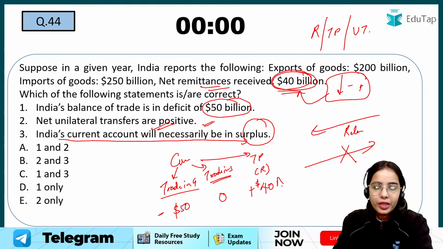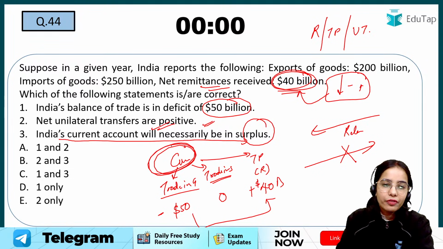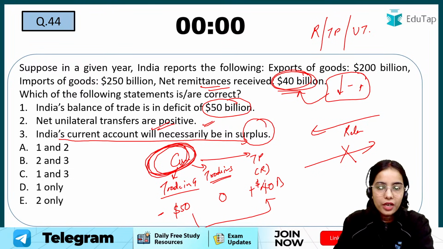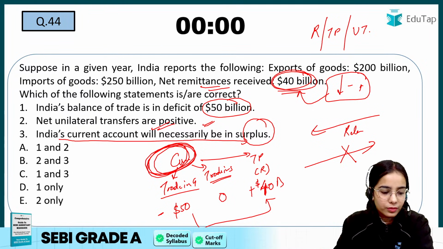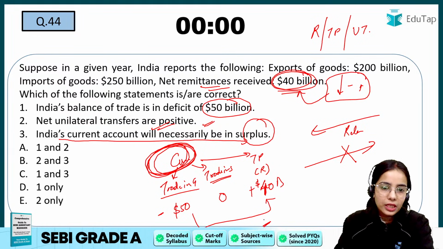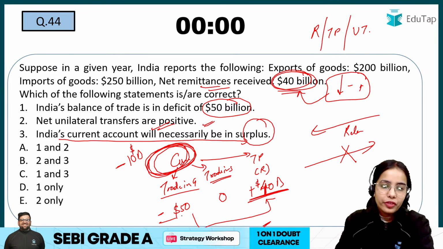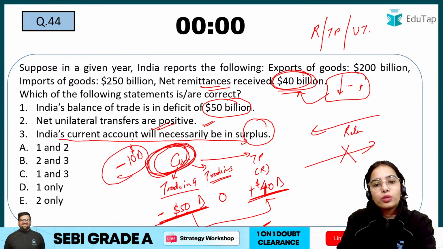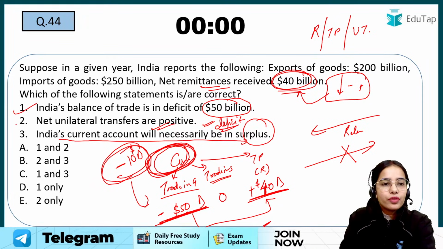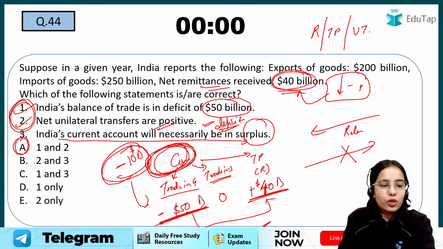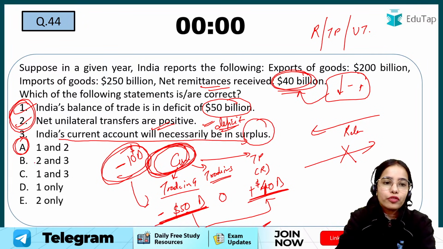So basically, what is the situation in the current account? Are we in surplus or deficit? We are in deficit. The current account is in deficit of $10 billion because $40 billion surplus, $50 billion of deficit. So we have more deficit. So the current account will necessarily be in, or can be in, deficit because of the trade in goods. Okay. So first and second statements were correct. The third one was wrong. So A is the answer. We had to find the correct statements.